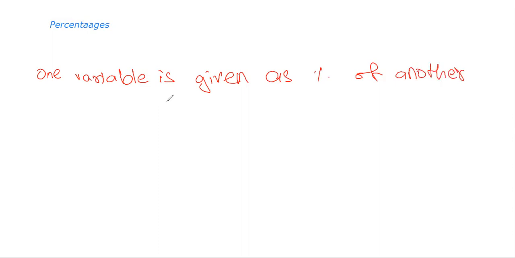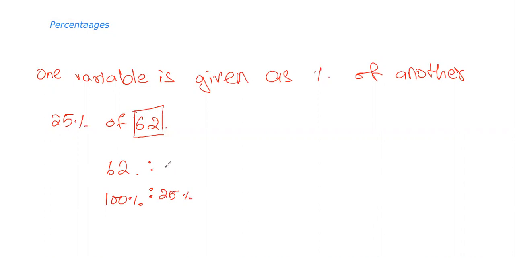So for example, the question might ask you to find 25% of 62. In this question, the reference point is 62. To work with percentages, there are various ways, but for me, the best way is through ratios. We have 62, and since this is the reference point, it is always 100%. I have to find 25% of it, but I don't know the value, so through cross multiplication, I can find the value of x, which is 25% of 62.